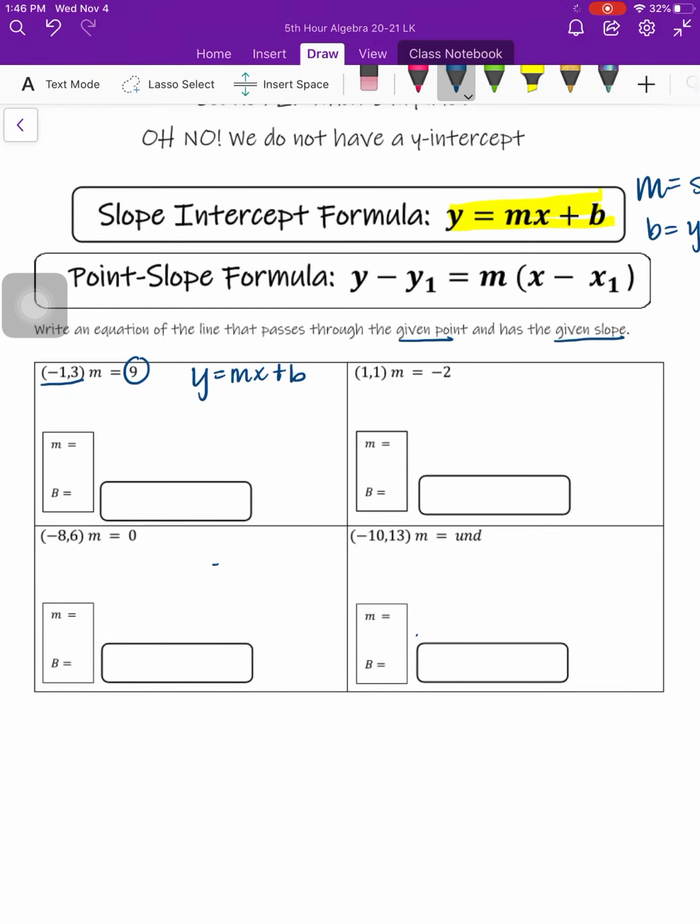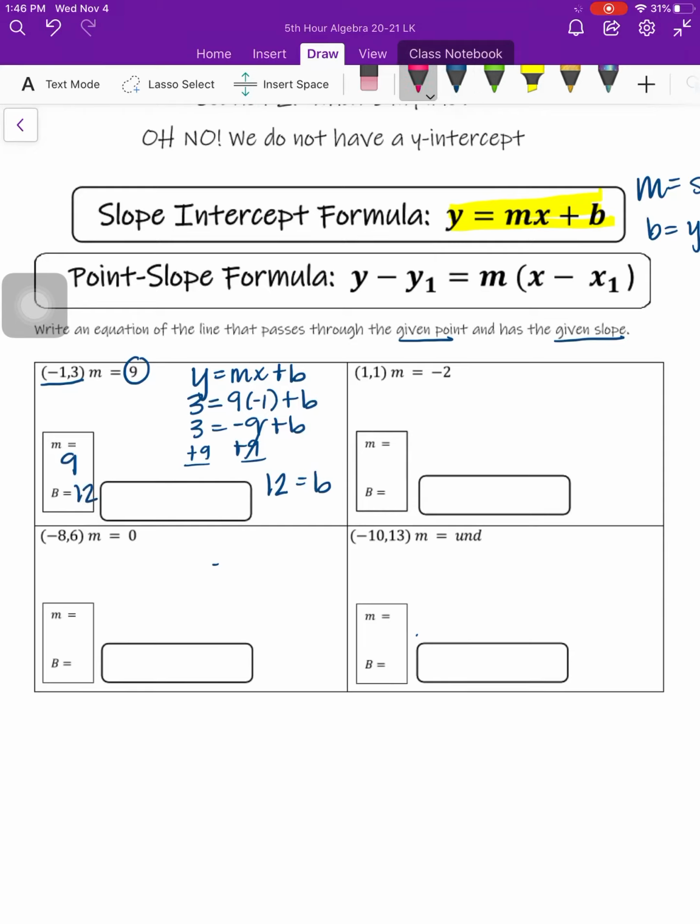So the y value is 3. The slope is 9. The x is -1. And then plus b. So 3 = -9 + b. So what we're doing is solving for b. I should have put that the slope was 9 right away. Now to get b alone, we need to get rid of that -9. So that means the value of b is 12.